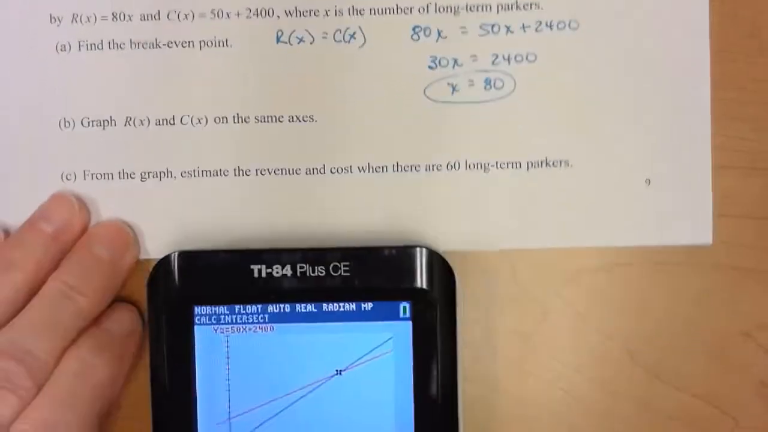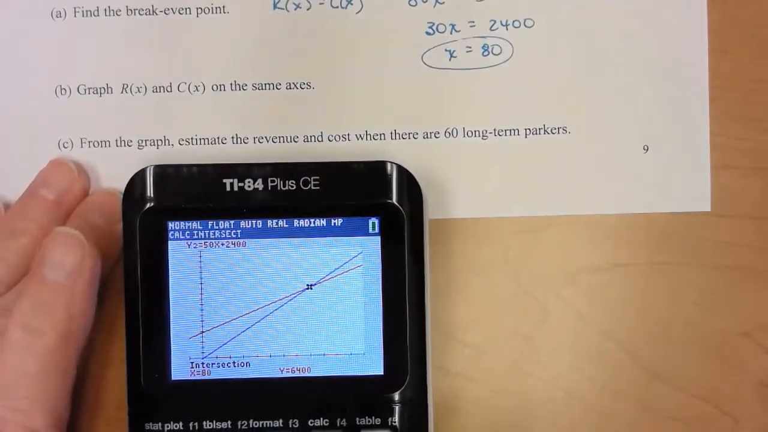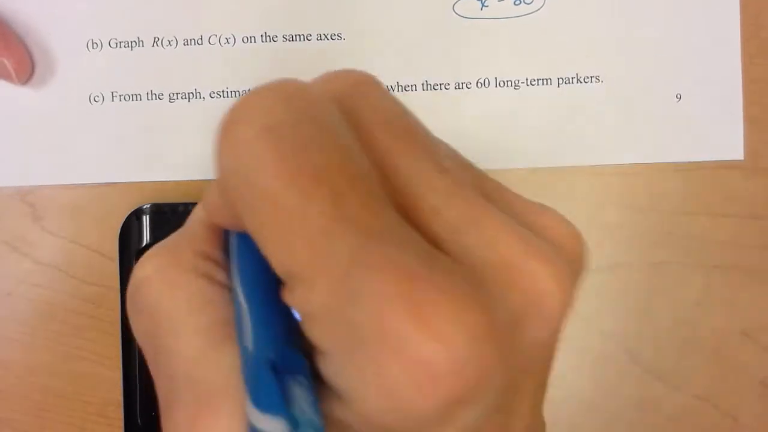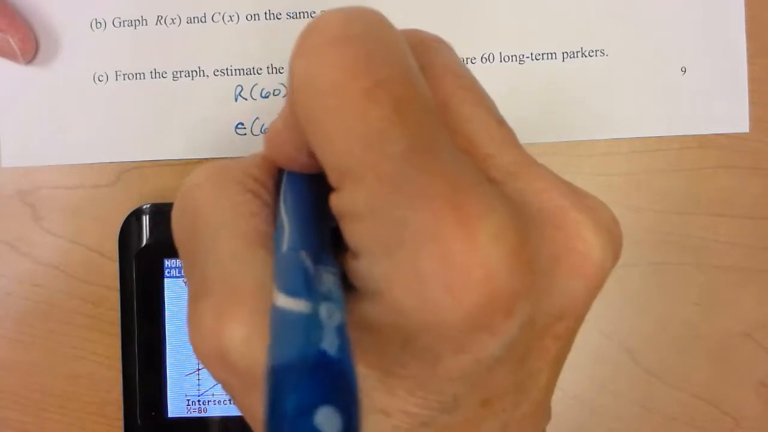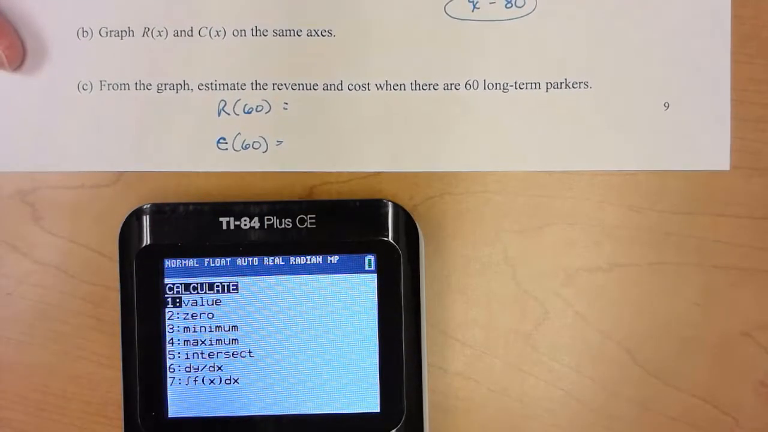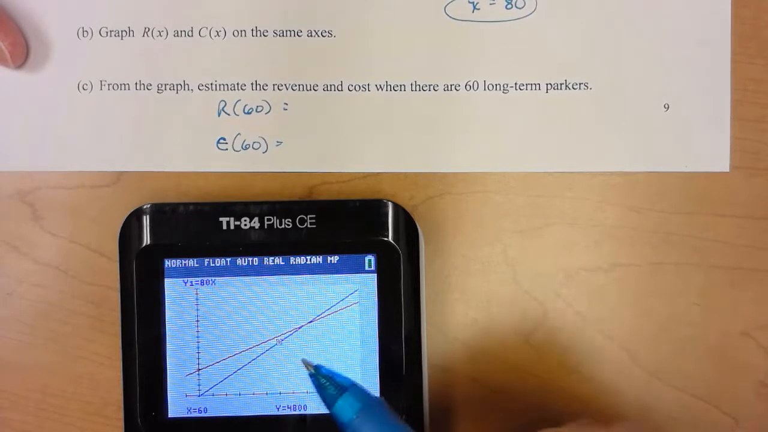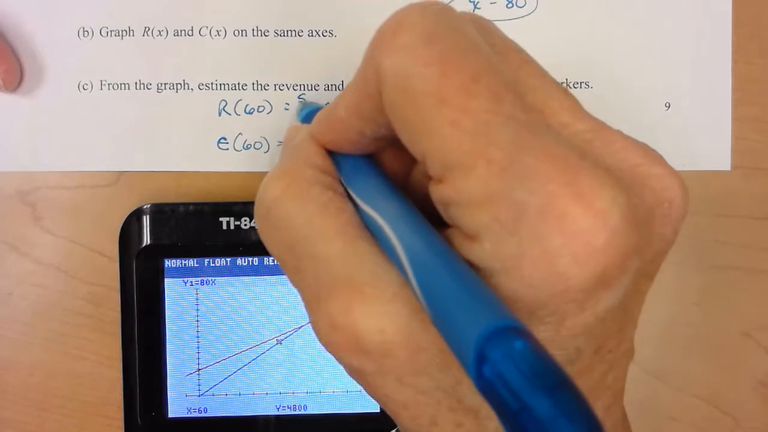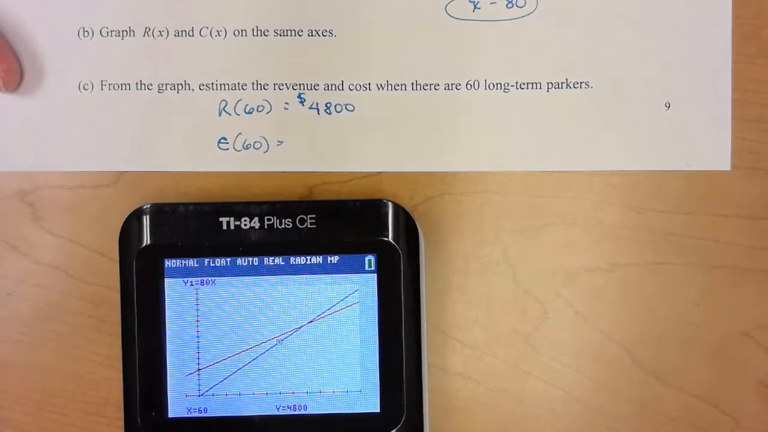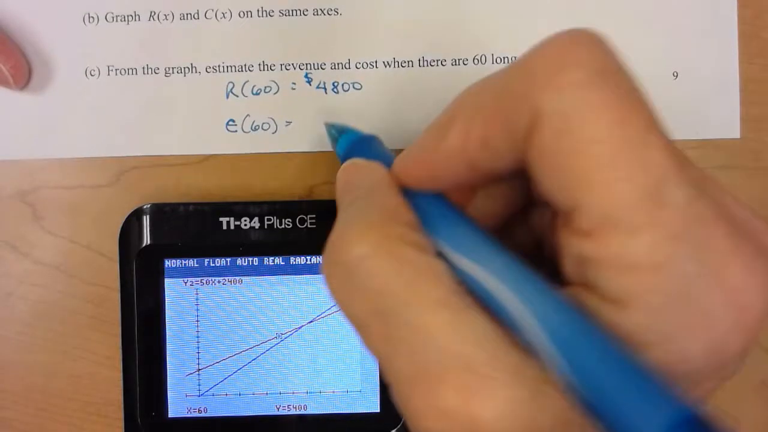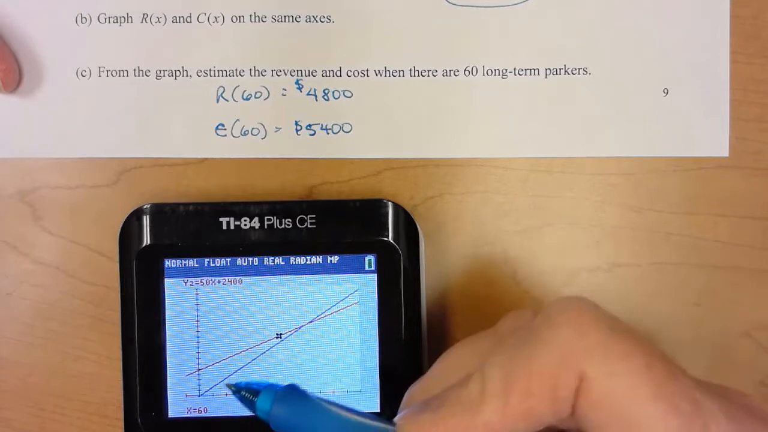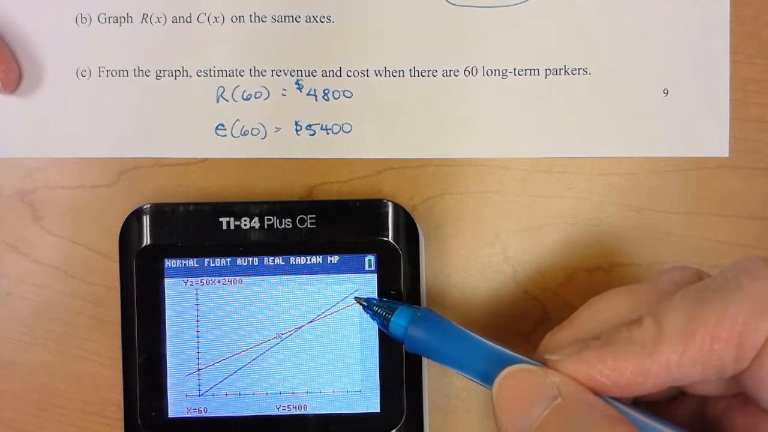Now while my graph is still here, let me see what my next one is. From the graph, estimate the revenue and cost when there's 60 long-term parkers. So I'm going to do R of 60 and C of 60. If you do second trace for the calc menu and 1, I'm going to type in 60. This is Y1. If you notice right here, that's my revenue equation. And I got 4,800. It's how much money. But now my cost equation, with it being over, it should be more. So I'm going to do an up arrow to get to the other one, and that's 5,400. So as long as they're before 80 over here, they're going to be operating at a loss. If they can go beyond that, then they'll be operating at a profit.